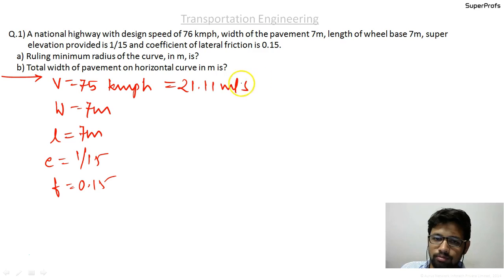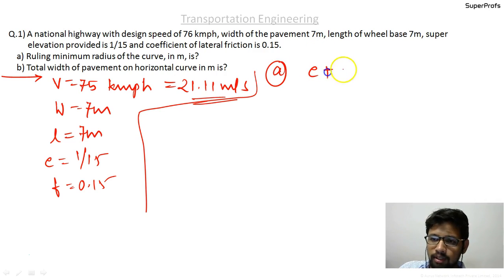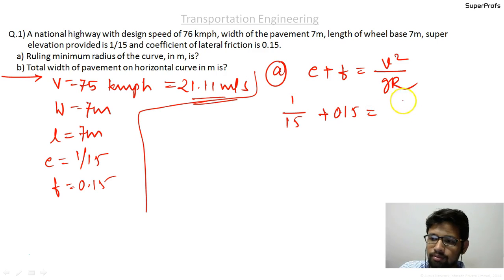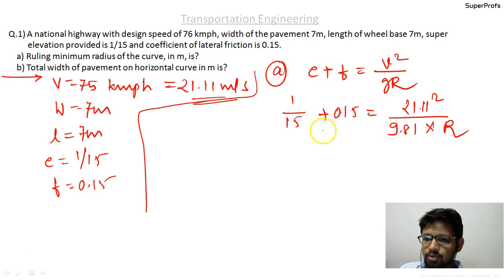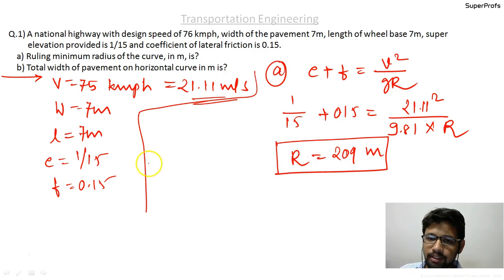Okay, so I hope you understood how we got this. We have got the formula for ruling minimum radius of the curve: E plus F equal to V square upon GR. Therefore E is 1 by 15, F is 0.15, V is 21.11 square upon G is 9.81 into the radius. What is the ruling minimum radius of the curve? If you calculate, R equal to 209 meters, so this is the ruling minimum radius.